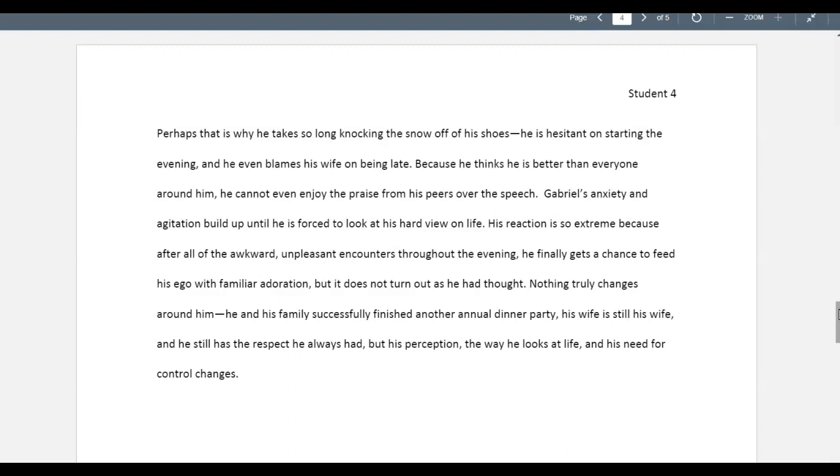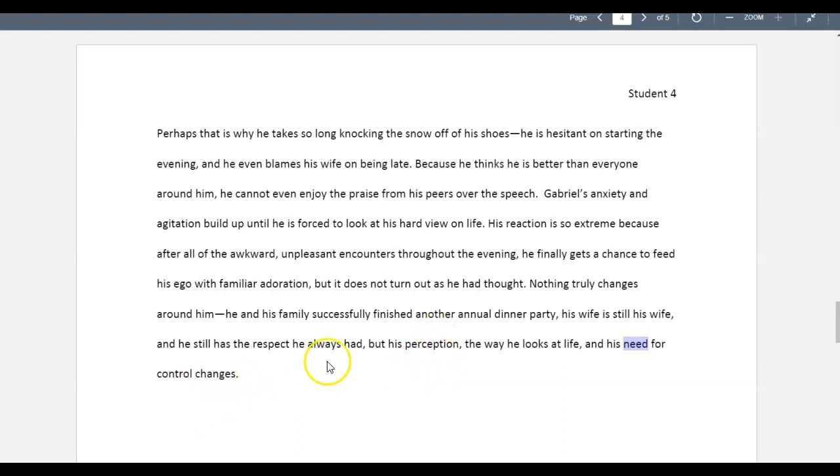Gabriel's anxiety and agitation build until he's forced. His reaction is extreme. He finally gets a chance. It does not turn out as he had thought. Nothing truly changes. He and his family finish another annual party. His wife is still his wife. He still has the respect he always had. But his perception, the way he looks at life, his need for control, change. That should be change, not changes, because you have perception and need. Okay? So you have two different subjects here.